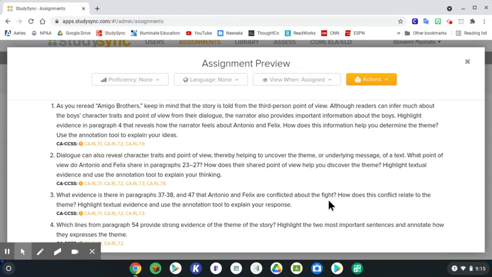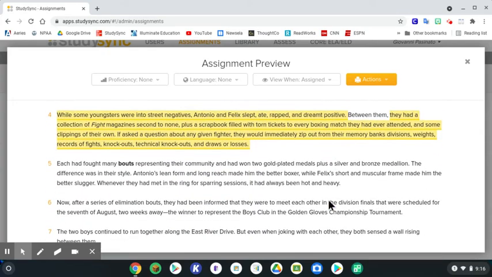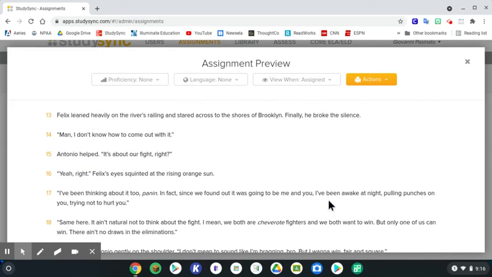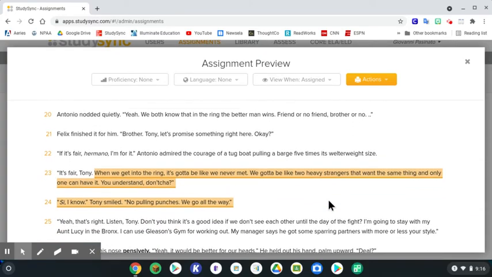Dialogue can also reveal character traits and point of view, thereby helping to uncover the theme or underlying message of a text. What point of view do Antonio and Felix share in paragraphs 23 through 27? How does their shared point of view help you discover the theme? Highlight textual evidence and use the annotation tool to explain your thinking. So 23 to 27 is where we are picking up. What you find out in between here is that the boys, they entered a tournament.